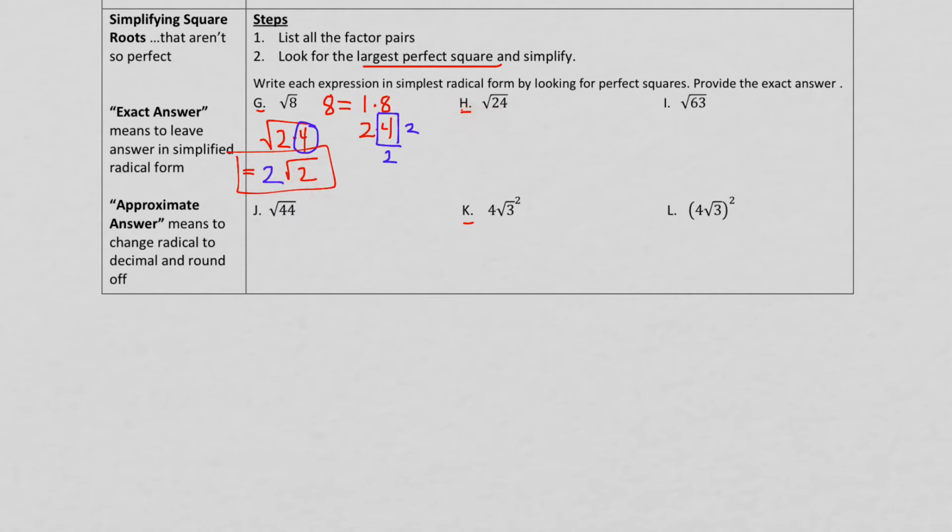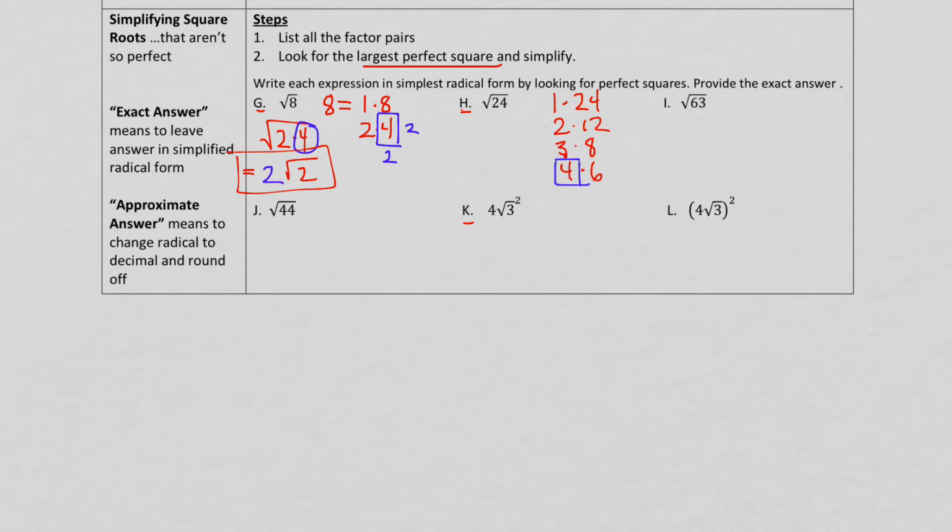Example H. Simplify radical 24. So step 1, let's make our factor pairs. 1 times 24, 2 times 12, 3 times 8 also works, and then so does 4 times 6. So in this case, I have some more factor pairs to look at, but now I want to look at them and identify, are there any perfect squares? So as I look around, again here, 4 is a perfect square, and this is the only one that I have.